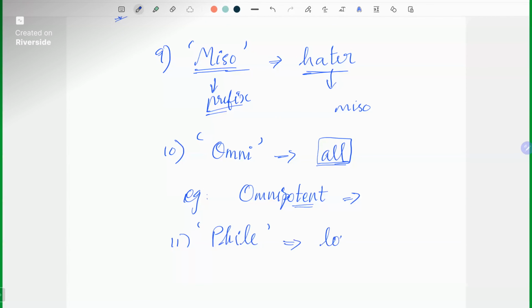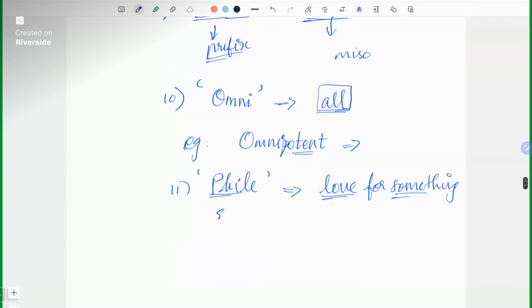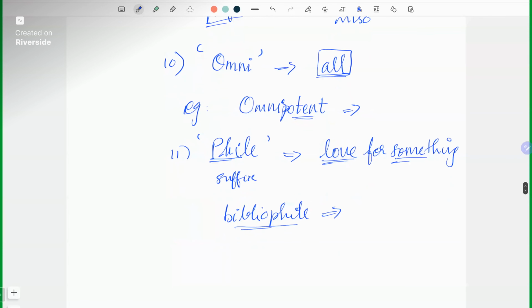Phile, again, love for something particular. Liking, love, that is phile. Mostly we'll use it as a suffix. Example, bibliophile: someone who loves reading books. That is called bibliophile. Biblio relates to books, and phile is love for the thing, and any word which ends with phile is talking about love for something.